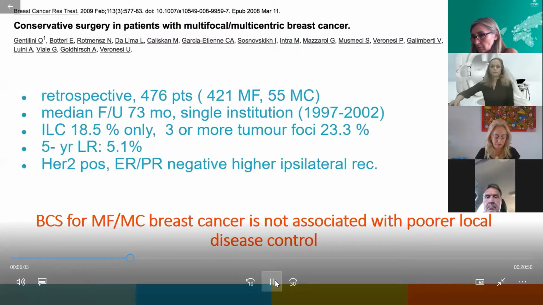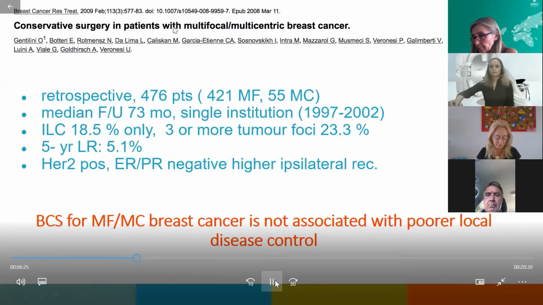And I can show you some literature data which supports that there is a place for breast conservation in case of multifocal multicentric disease, and also the fact that the oncoplastic approach has a significant role to improve the aesthetic outcomes of the breast conservation procedures.